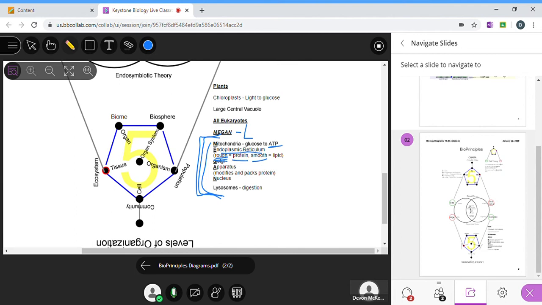Well, the endoplasmic reticulum has a second flavor called smooth ER. And the smooth ER is smooth looking because it doesn't have ribosomes. Instead, it looks like tubes, kind of tubular. And the smooth ER makes lipids, fats, oils, and waxes.